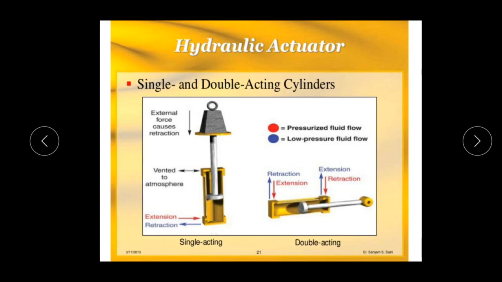Now let us discuss the hydraulic actuators. There are two types of hydraulic actuators: single and double acting cylinders. Dear students, as we can see, the left side image indicates a single acting cylinder. The right side image indicates the double acting cylinder. The working principle of these two actuators is similar to the pneumatic actuators. The working principle is the same in both actuating systems.